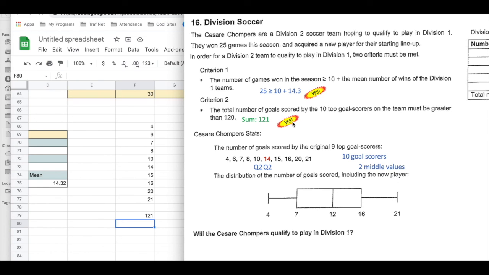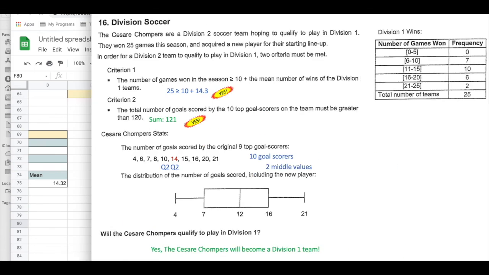So yes, and yes, they meet the two criteria. So of course the Chompers will become a Division 1 team. Yes, the Césaire Chompers will become a Division 1 team.